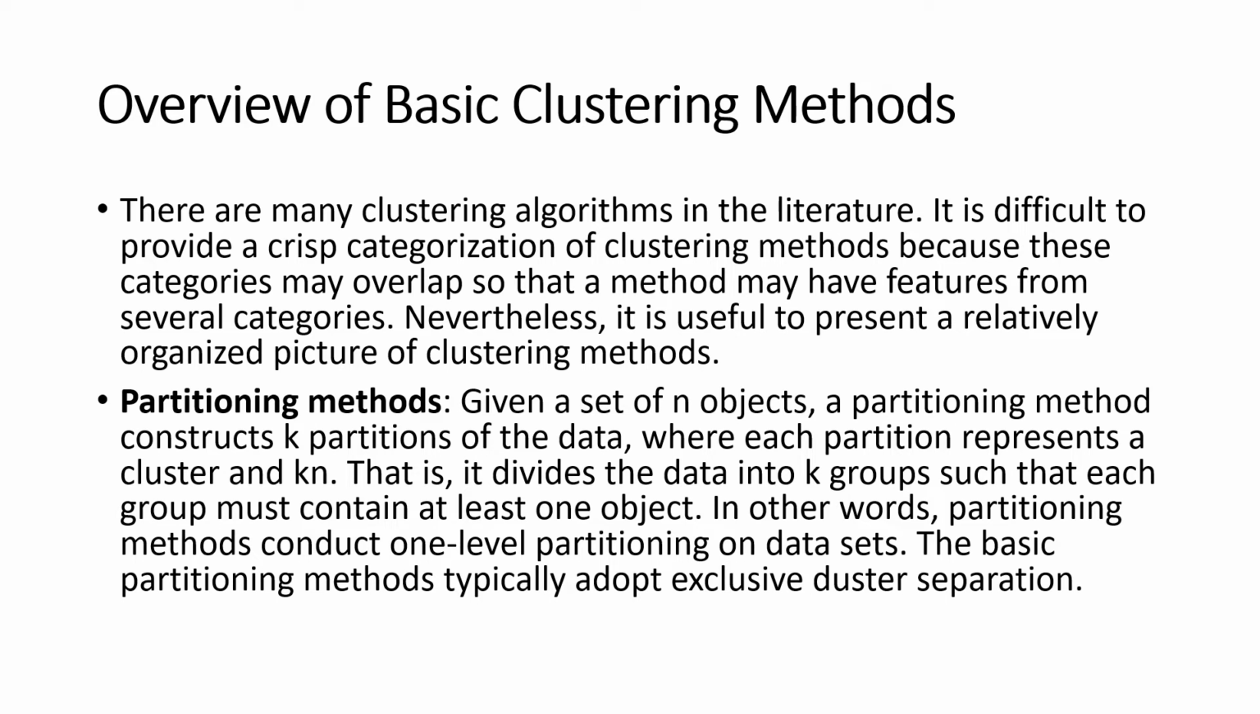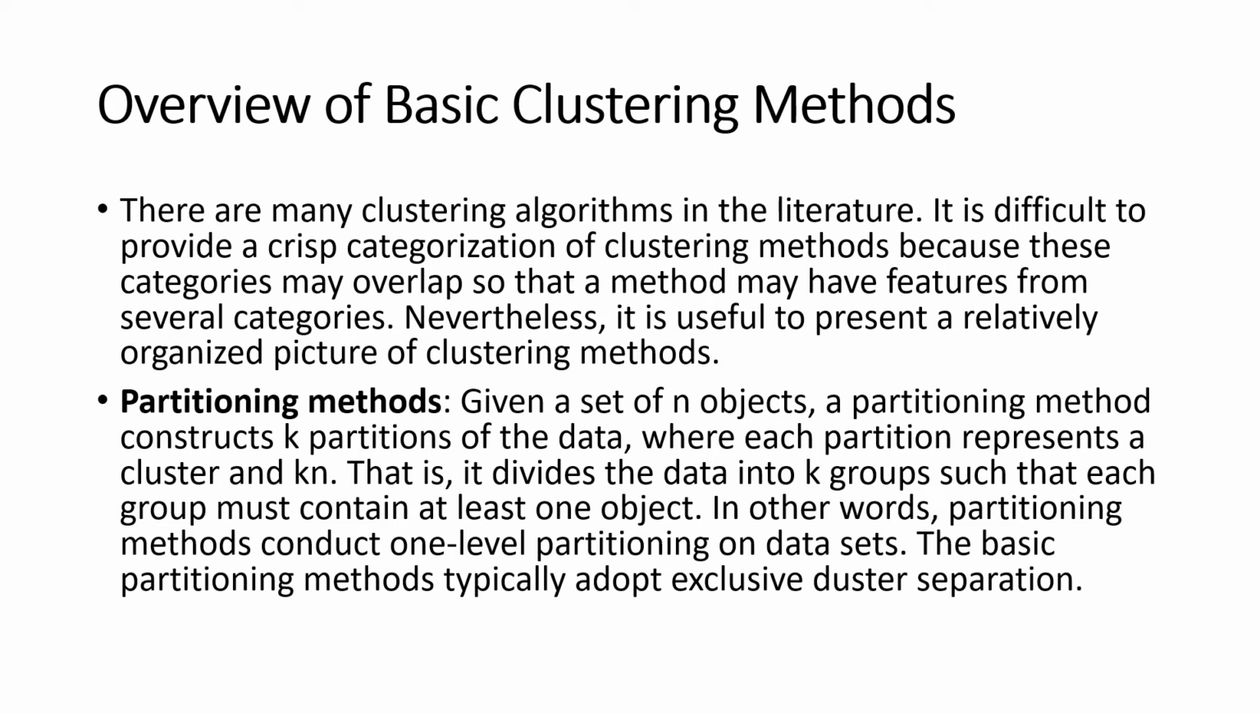Next, an overview of basic clustering methods. There are many clustering algorithms in the literature. It is difficult to provide a categorization of clustering methods because these categories may overlap, so that a method may have features from several categories. The first one, the partitioning method. Given a set of n objects, a partitioning method constructs k partitions of the data, where each partition represents a cluster and k ≤ n. That is, it divides the data into k groups such that each group must contain at least one object. In other words, partitioning methods conduct one-level partitioning on datasets.